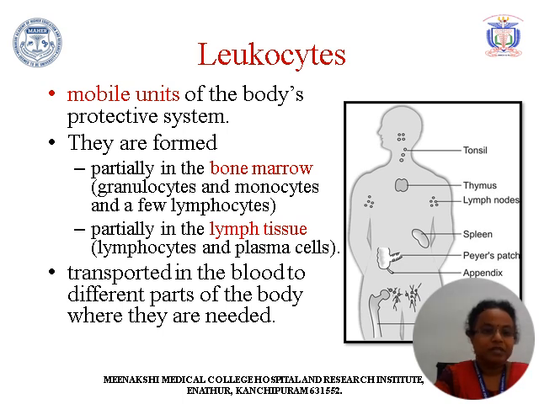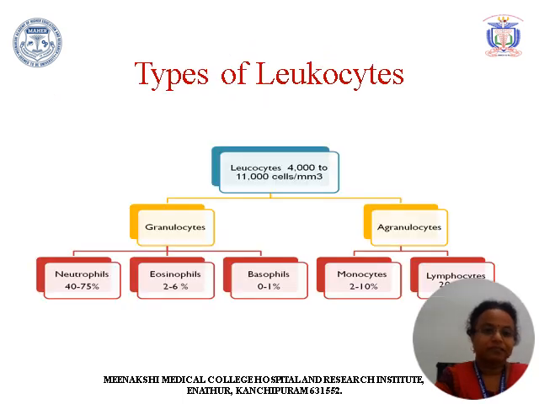Coming to leukocytes per se, they are mobile units of the body's protective system, and they are formed partially in the bone marrow and partially in the lymph tissue. And they are transported in the blood to the different parts of the body where they are needed.